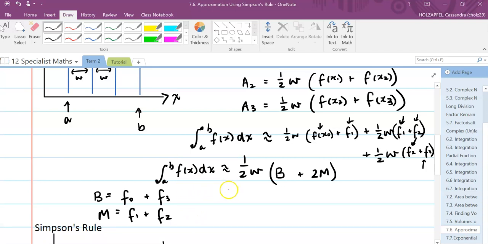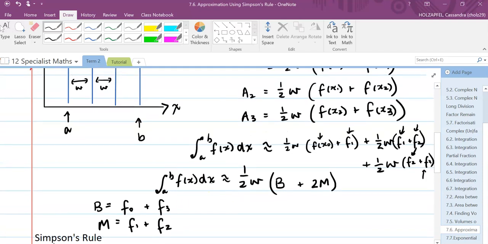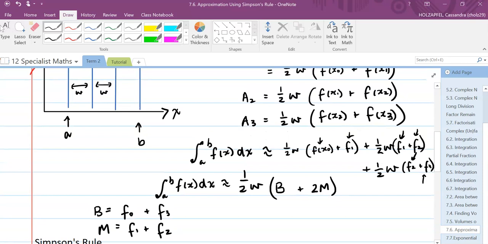So this is where the trapezoidal rule comes from. We break these functions down into trapezoids, and then we add up all of the trapezoids, and we end up with a half of the width multiplied by the sum of the boundary terms plus two lots of the sum of all the middle terms. So that's where the trapezoid rule comes from.